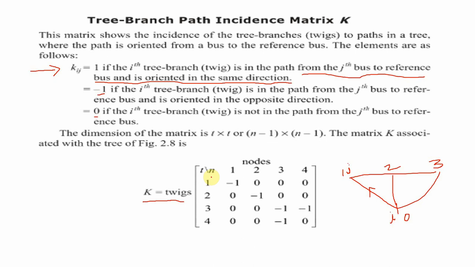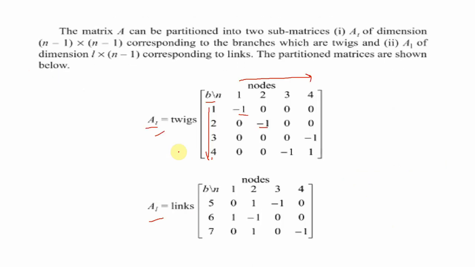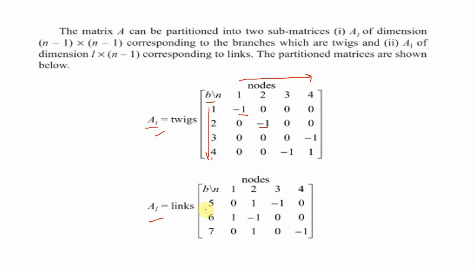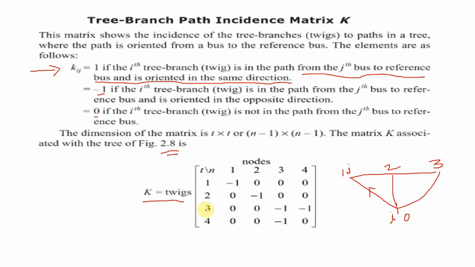For example, now here 1, 2, 3, 4 are the nodes and 1, 2, 3, 4 are the branches. This is for figure 2.8, which gives the tree branch path incidence matrix. So 2.8 means this figure, right? If you refer to this figure, here you observe that this is your jth and this is your ith.